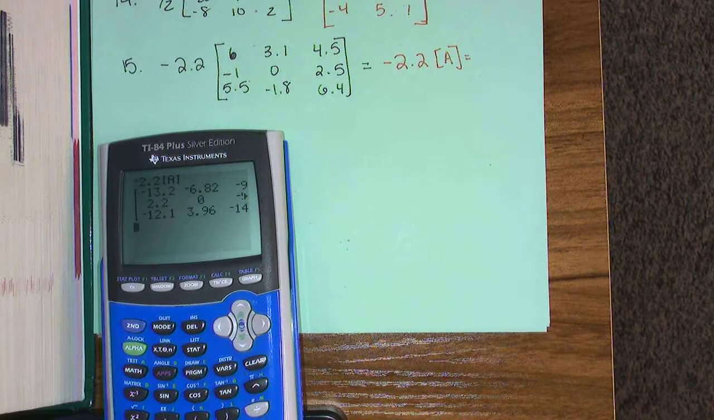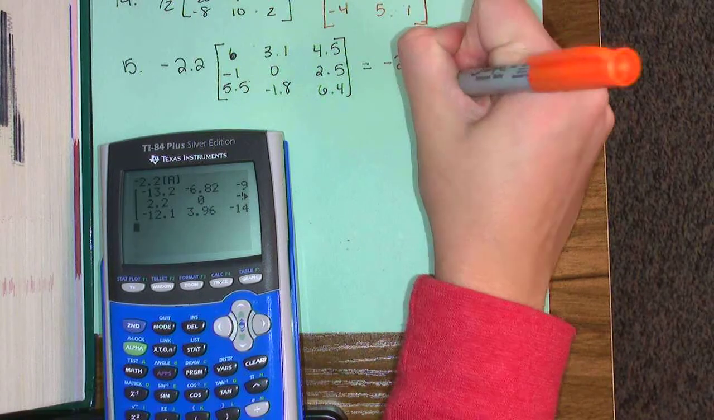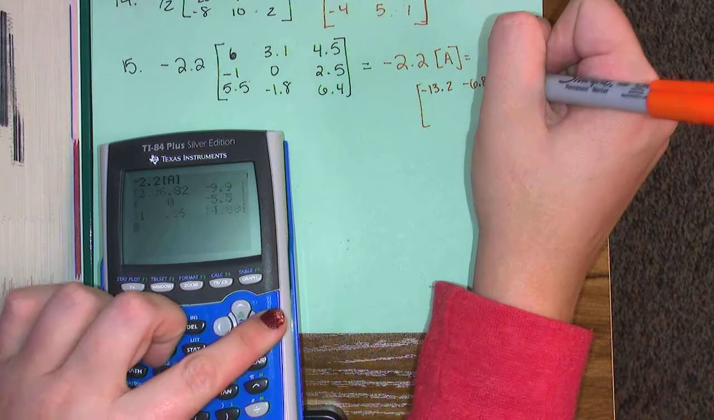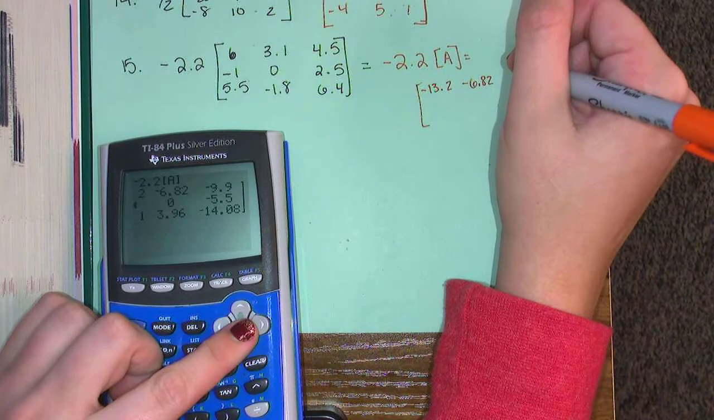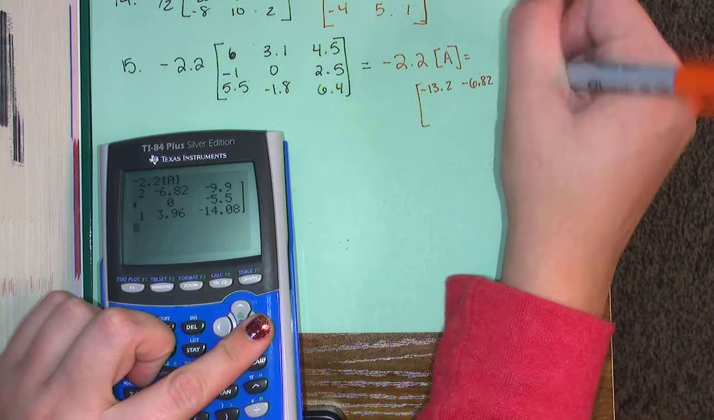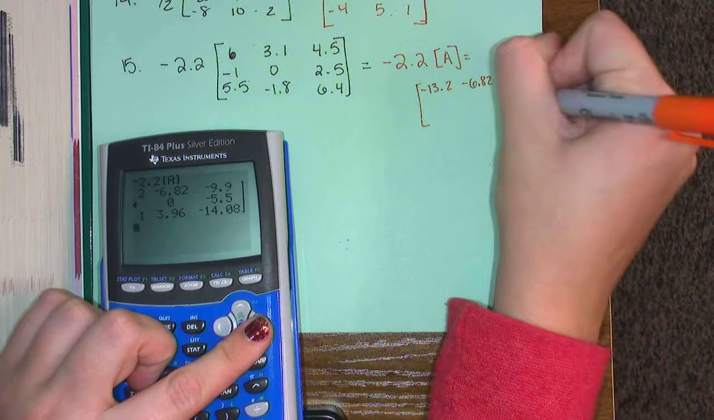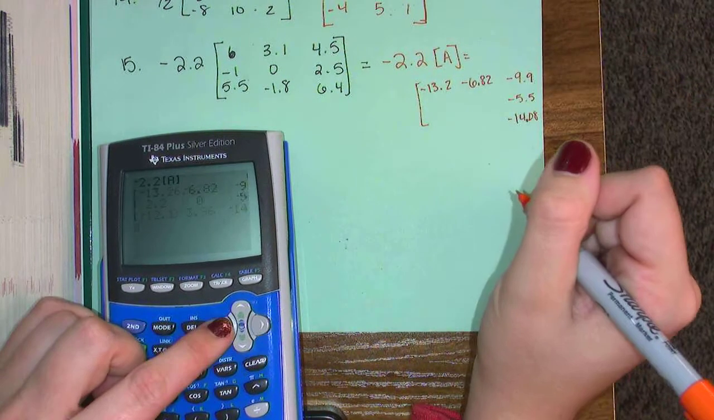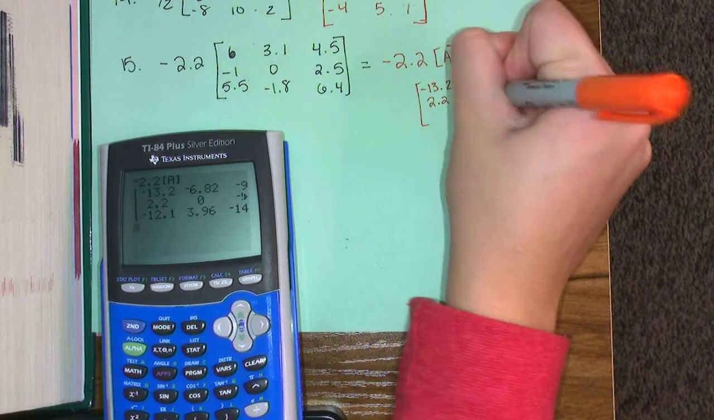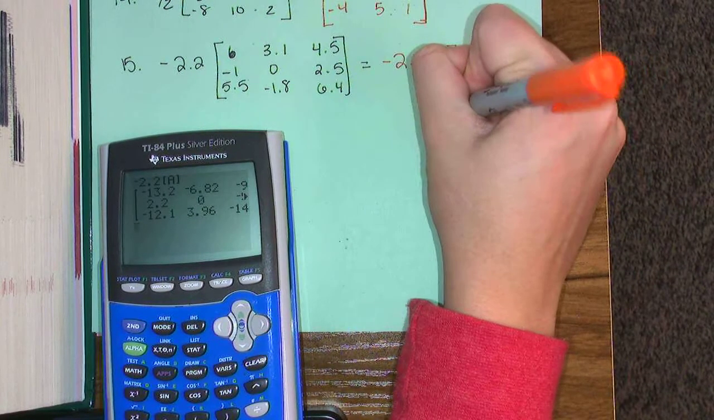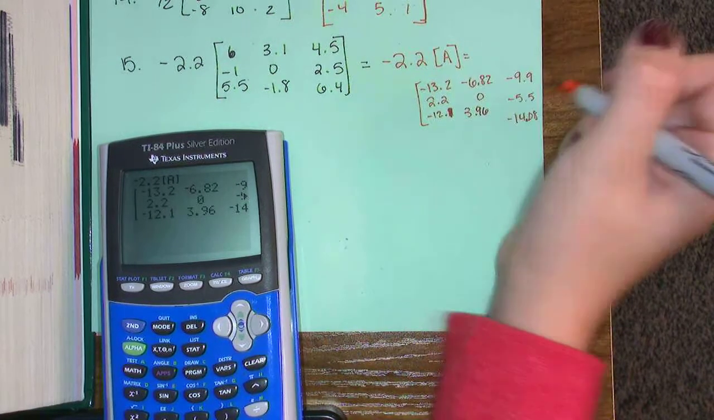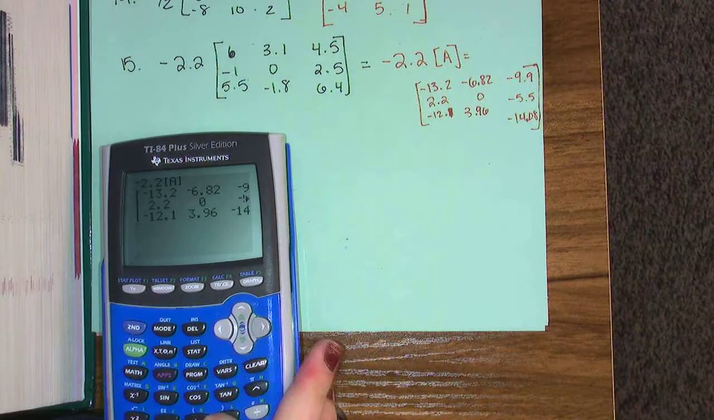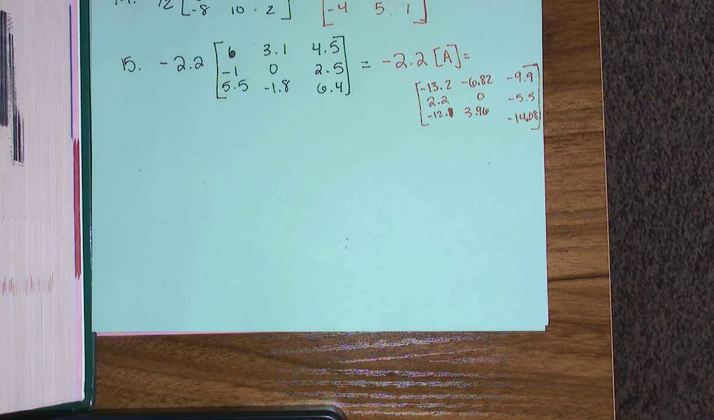So then you would just need to write down your final answer. So negative 13.2, negative 6.82, whatever it gives you on your calculator. If it gives you more than 2 decimal places, then round to 2 decimal places. Negative 9.9. I'm going to go ahead and hit these ones while I'm over here. Alright, so that's how you do that.